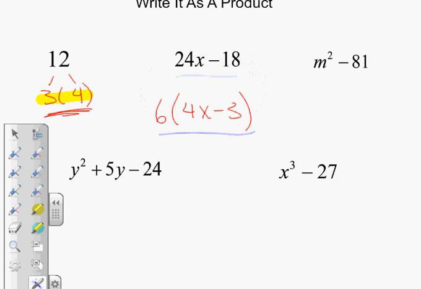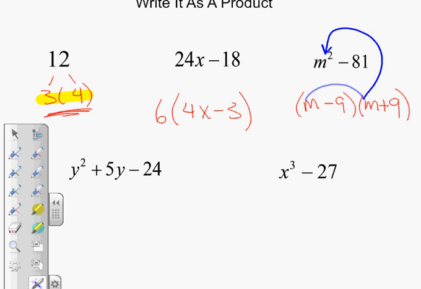Okay? Now in this next problem, it's m squared minus 81. You'll see later on that this is something called a difference of squares. And it has a unique pattern that I can factor it with. And it'll be two quantities. The first quantity will be m minus 9, and the next quantity will be m plus 9. Now, not exactly sure how I got that. That's fine for now. We're going to demonstrate this method later. But if you notice, when I FOIL this out, or multiply it all out, I'm going to get m times m is m squared.